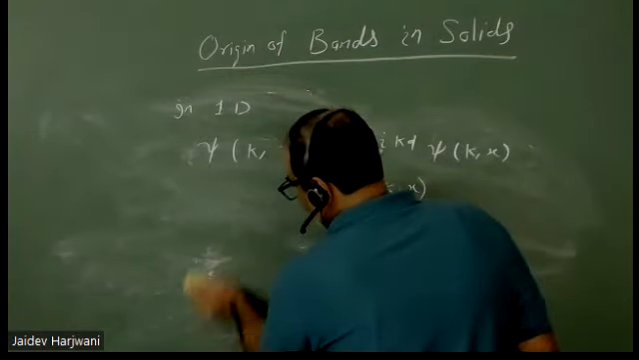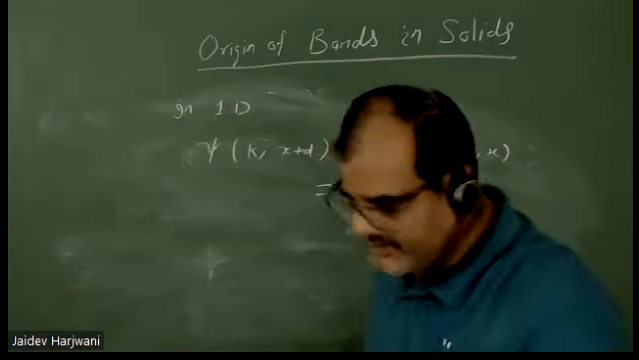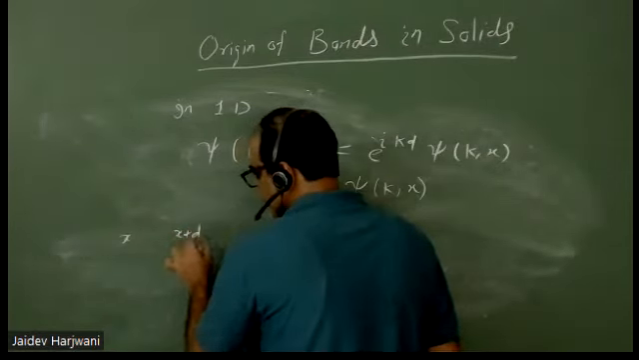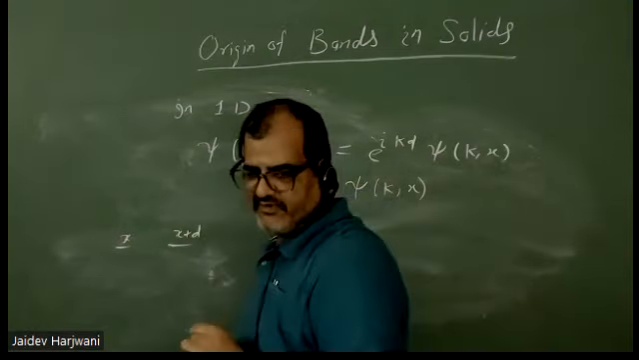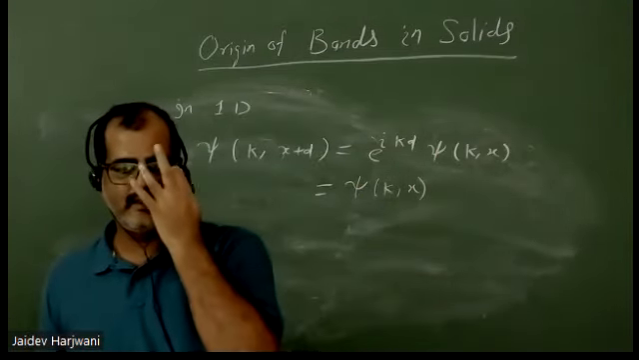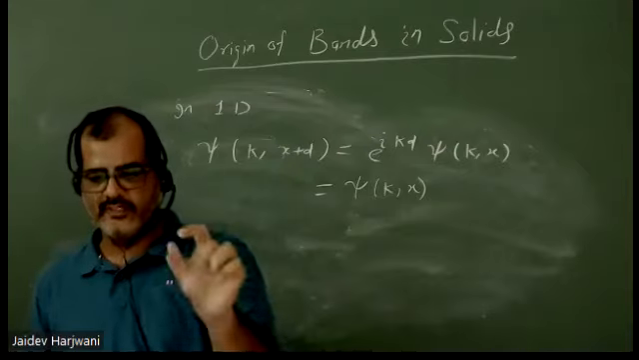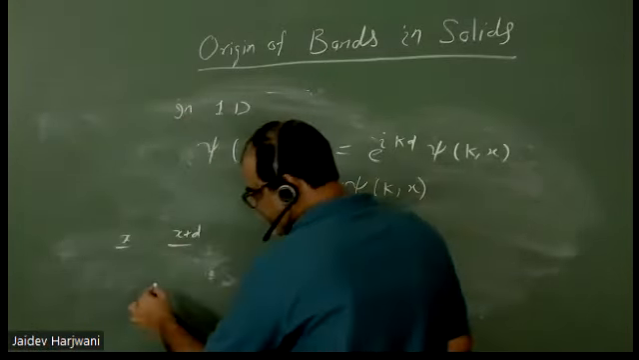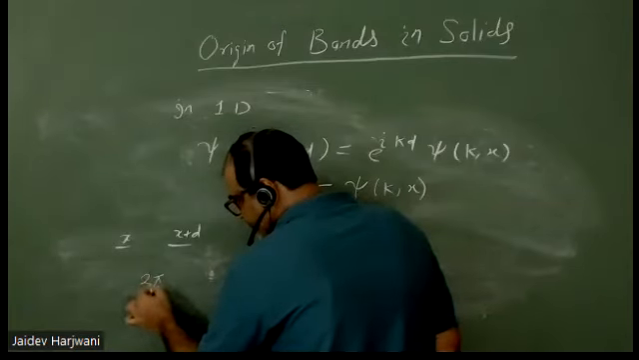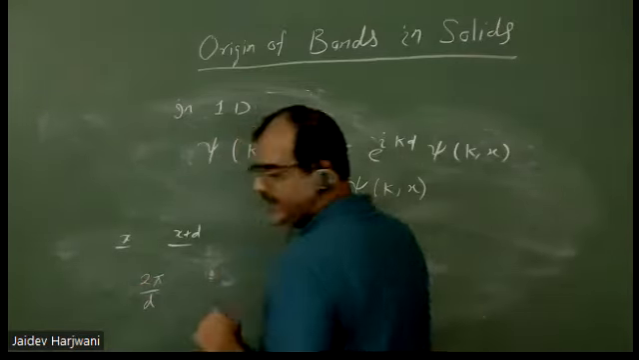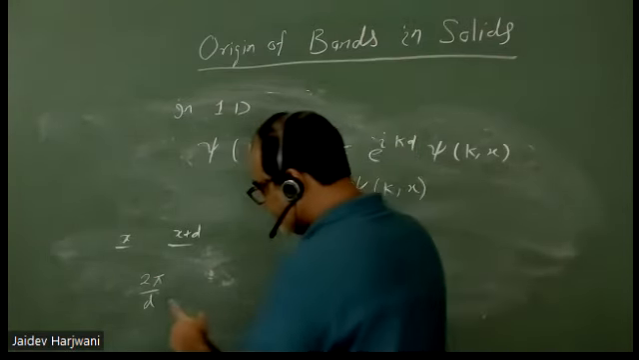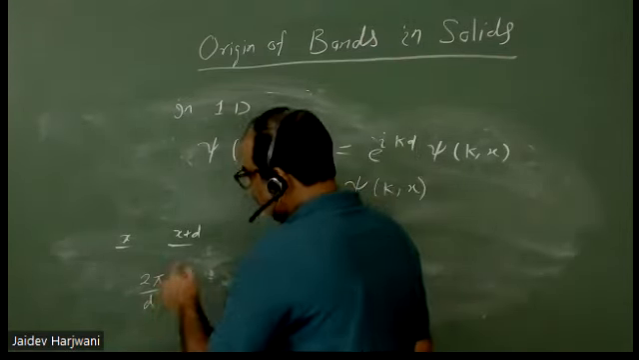Okay, so what is the actual meaning of this? When you are moving from x to x plus d in real space, how much is the movement in k space? D is the movement. So in k space, you're moving by what? By 2 pi by d. Yes, sir. In k space, you're moving by 2 pi by d.